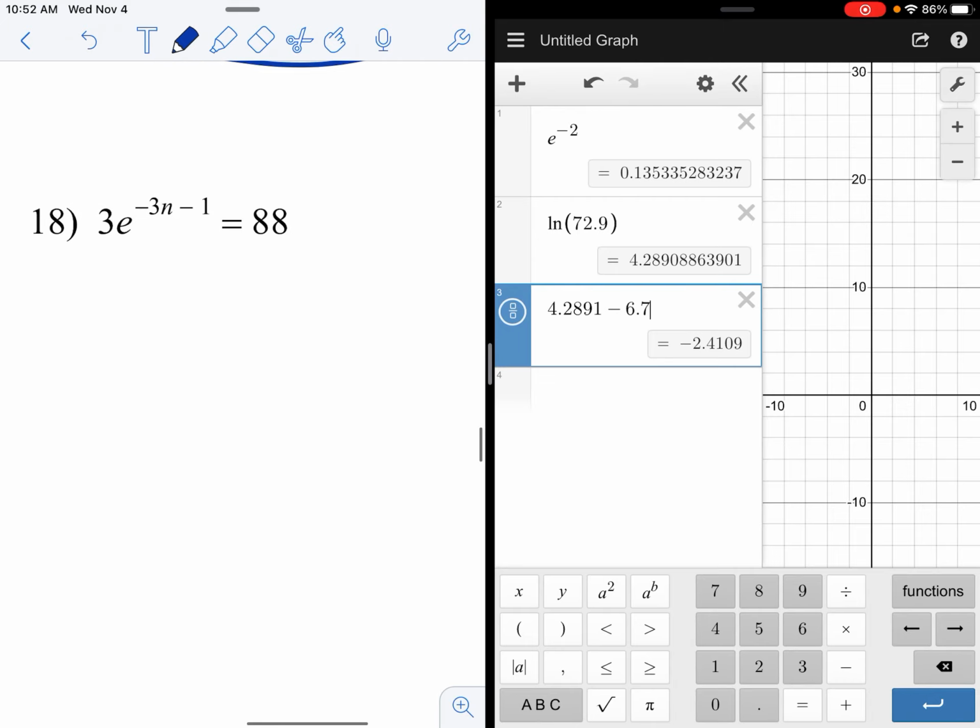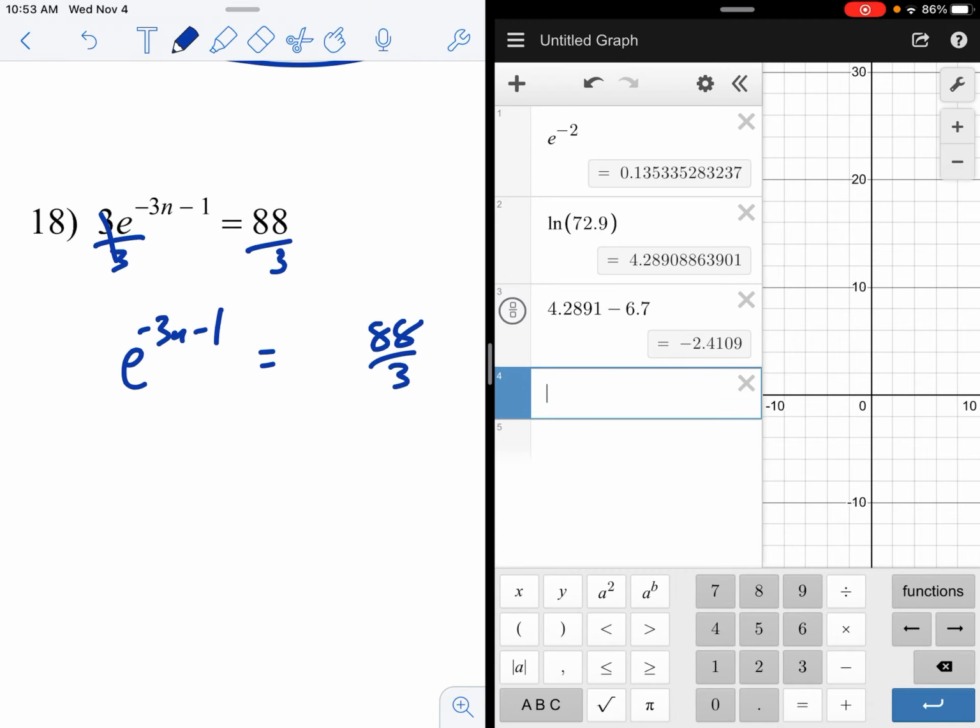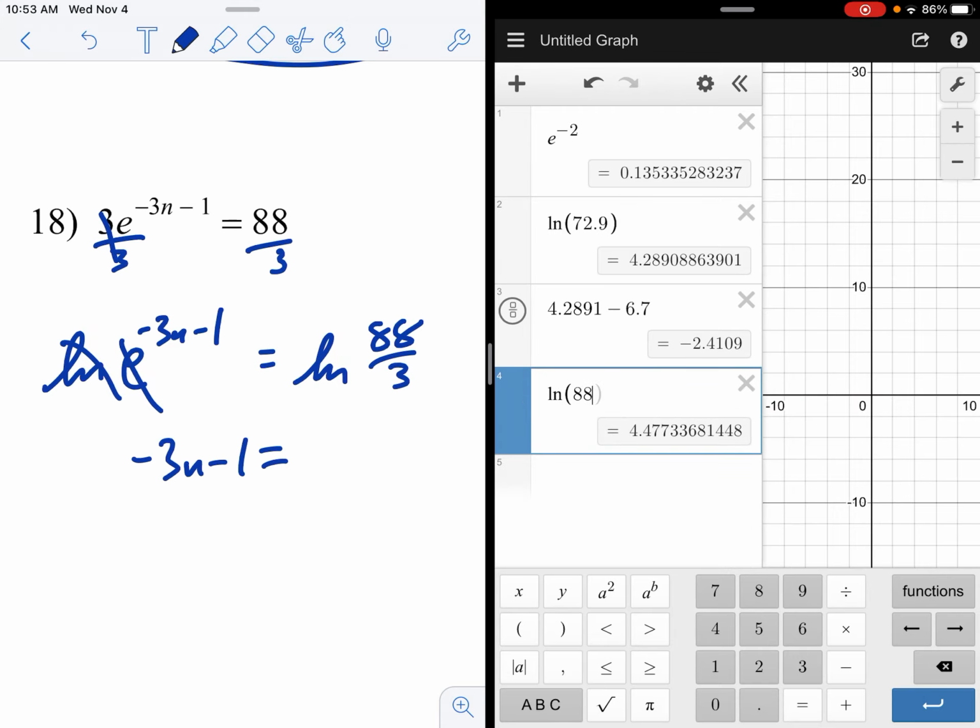Number 18. First step, I'm going to have to divide by 3. E to the negative 3n minus 1 equals 88 thirds. Yes, I could go over here and do 88 divided by 3, but I'm going to use a calculator in a second anyway, so I'll combine some of my steps. Next step will be ln of both sides to cancel out the e, negative 3n minus 1 equals. Now I'll go ahead and use the calculator. Function ln 88 over 3, 3.3787.